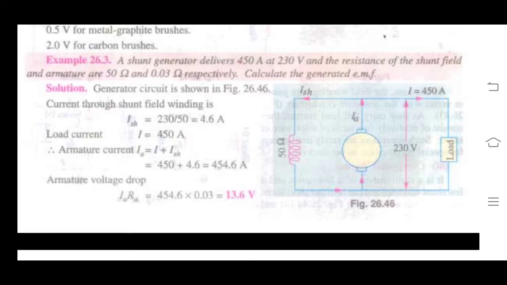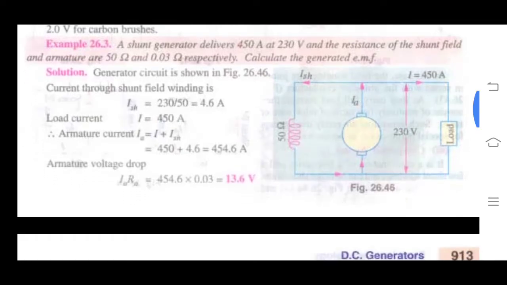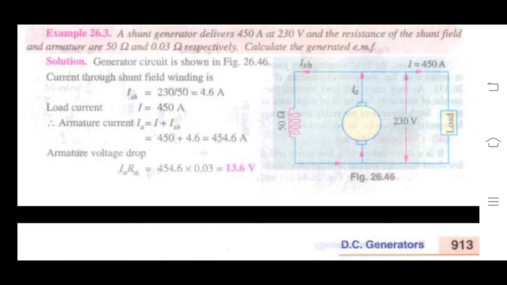Field winding resistance is 50 ohms. Shunt field resistances are generally greater than 50 ohms, but series field and armature windings are less than 1 ohm. So see the circuit. Current through the field winding is ISH, ISH equal to V by RSH.